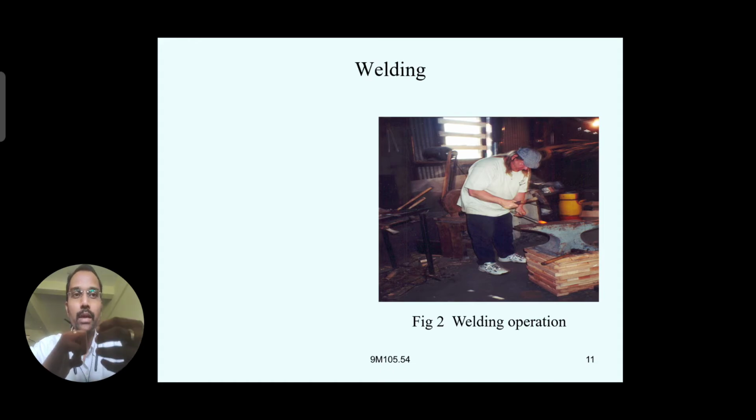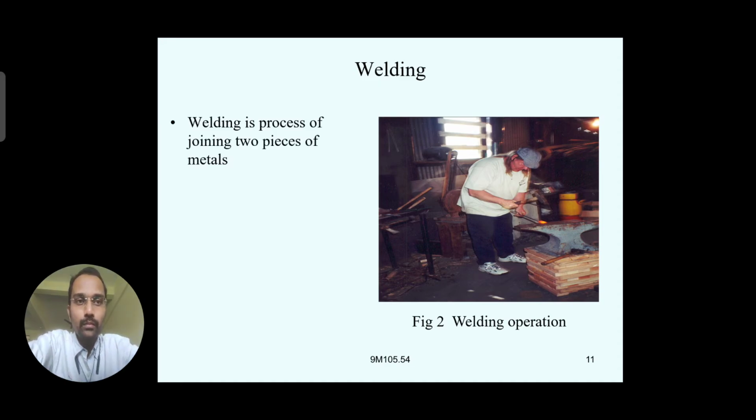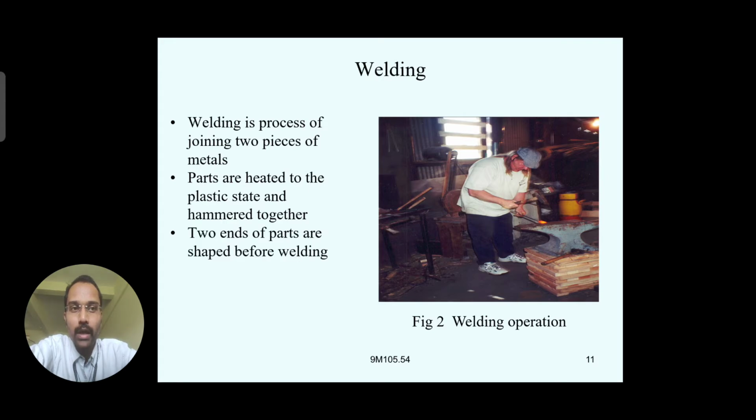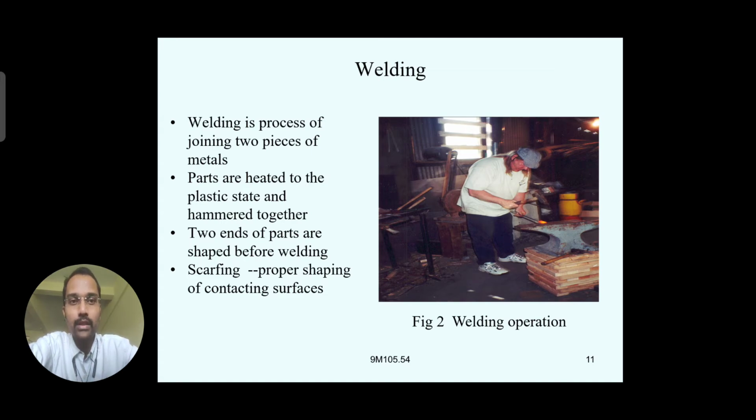Different joints have to be prepared before going to the welding process, right? So this is how the process of joining two pieces of metal works. To achieve this, the parts primarily have to be heated to the plastic state, and the process is continued by hammering. So the two ends of the parts are shaped before welding, as I have told. Different joints can be made, like lap joint, butt joint, and some V joints like that.